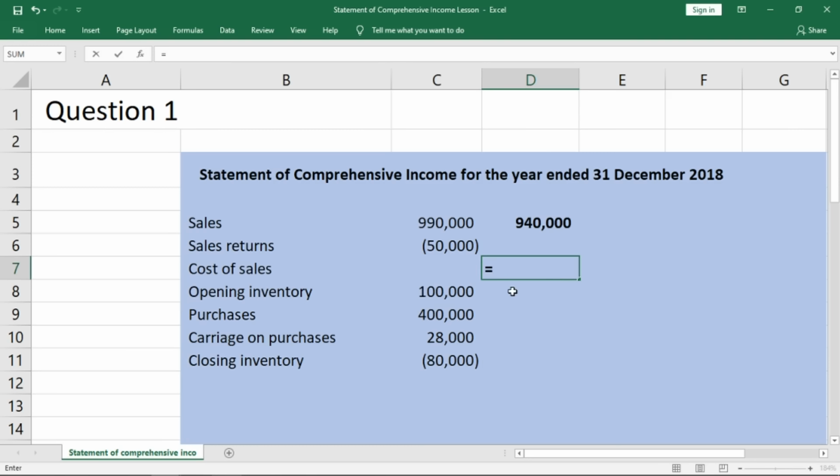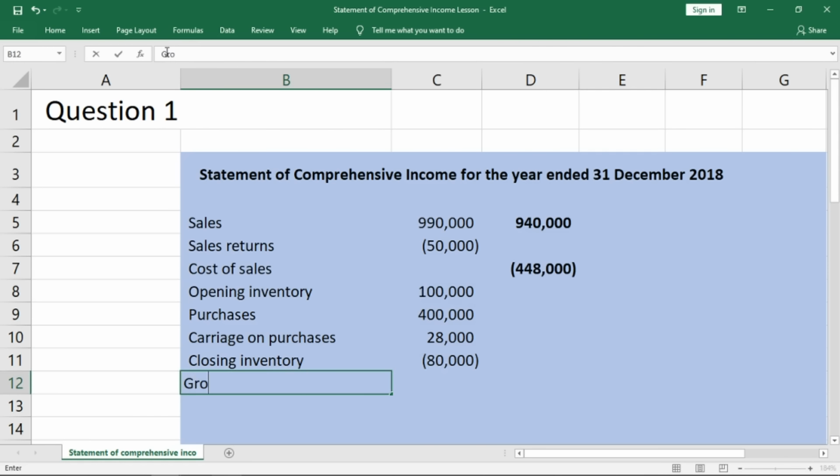So I will go equals sum, and obviously take that. So I'm adding all three minus the 80,000 rand, and I get an answer of 448,000 rand. That is our cost of sale. So remember, we have to put our cost of sale as a negative. Now that we have that, we're able to calculate our gross profit.